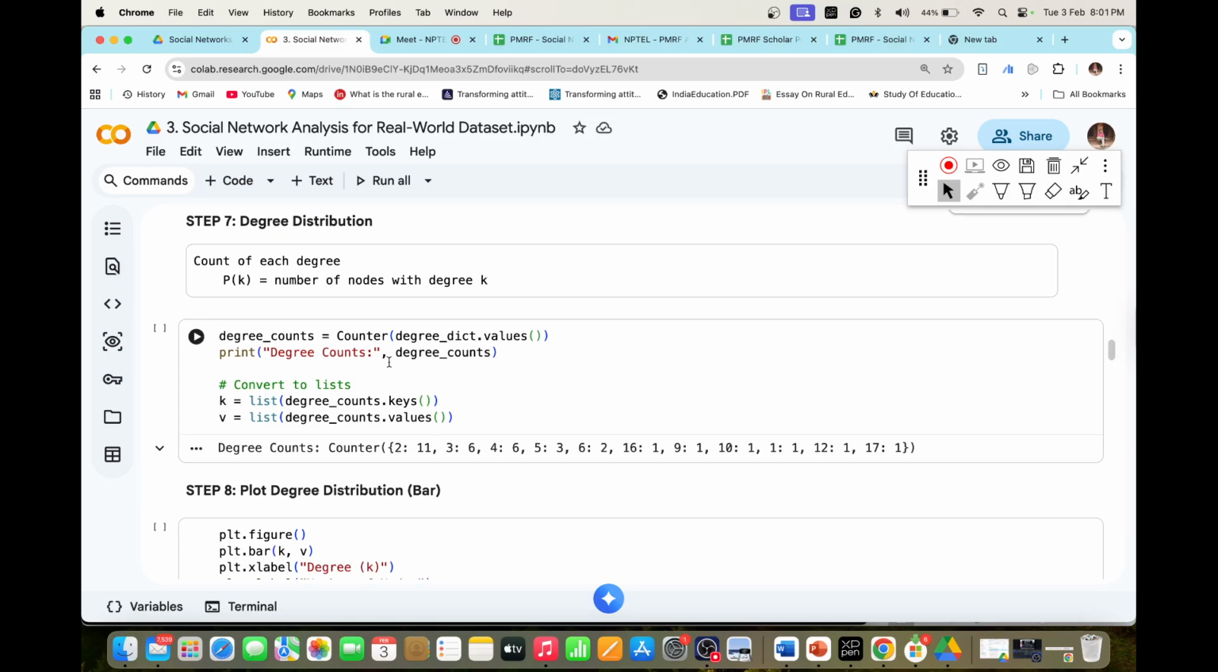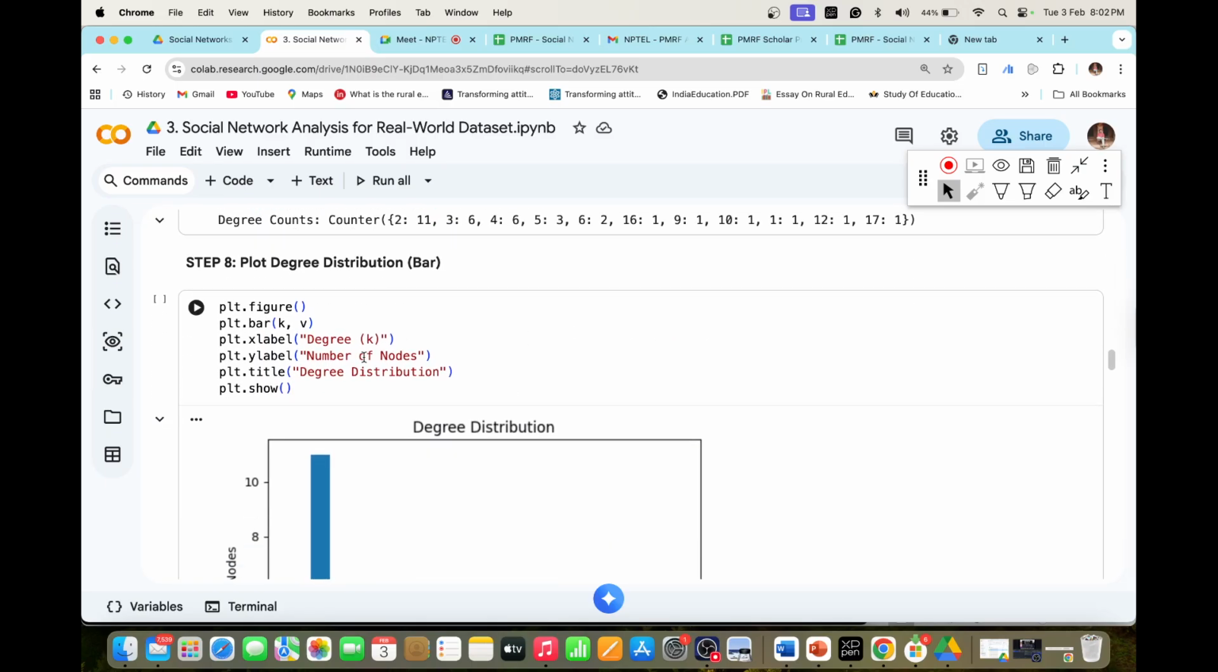Okay, so this is the thing, degree counts. First is the degree count and second is the number of nodes. So degree count 2, 11 nodes are there; degree count 3, 6 nodes are there; degree count 4, 6 nodes are there, like that.